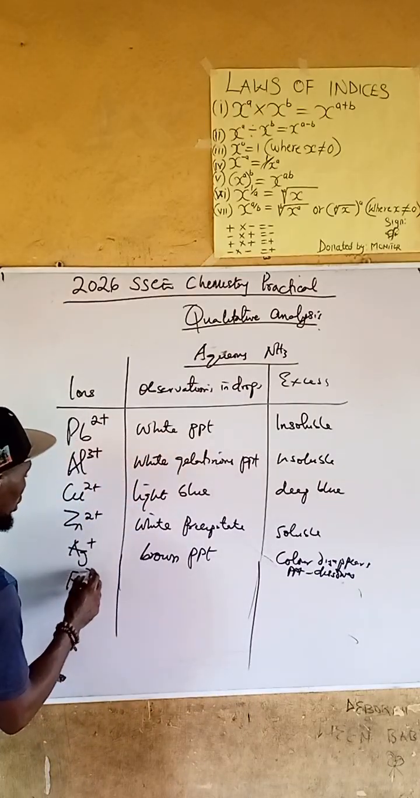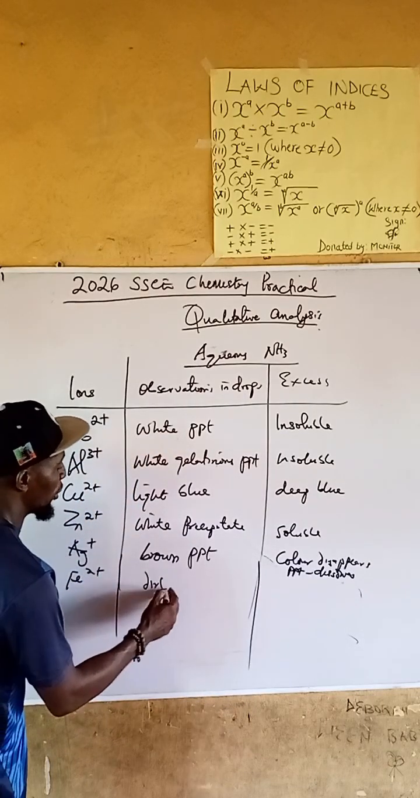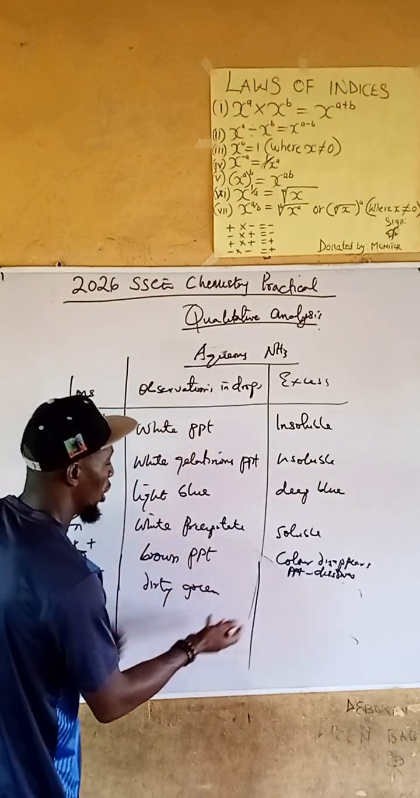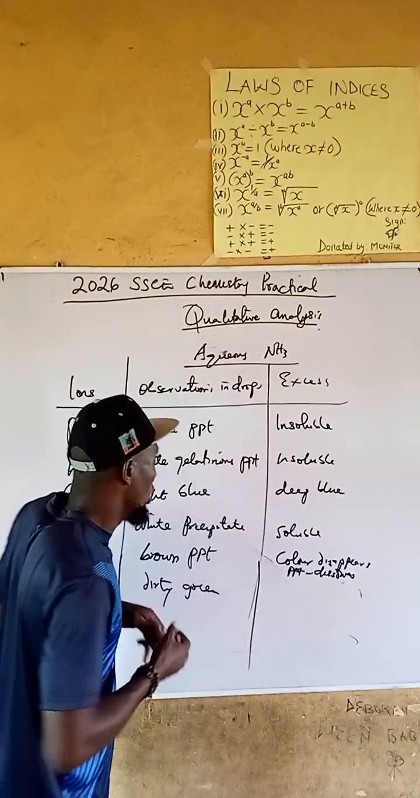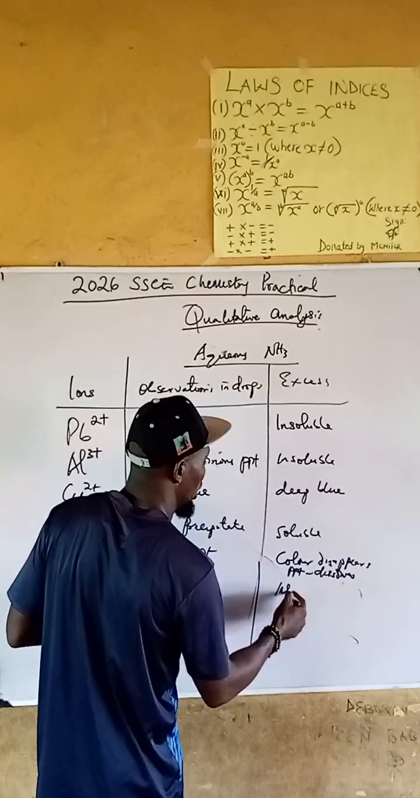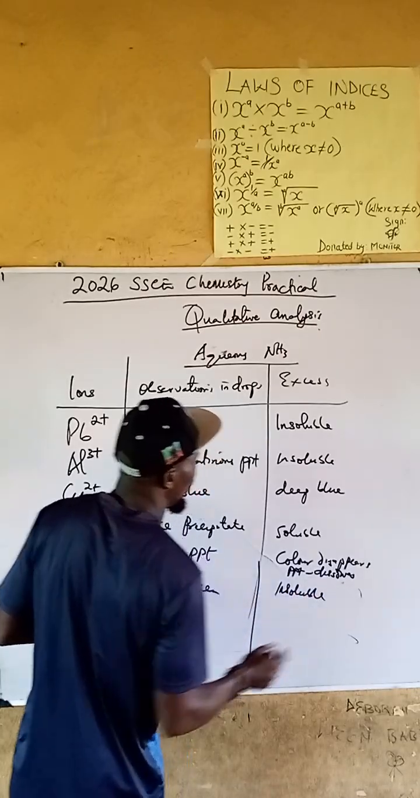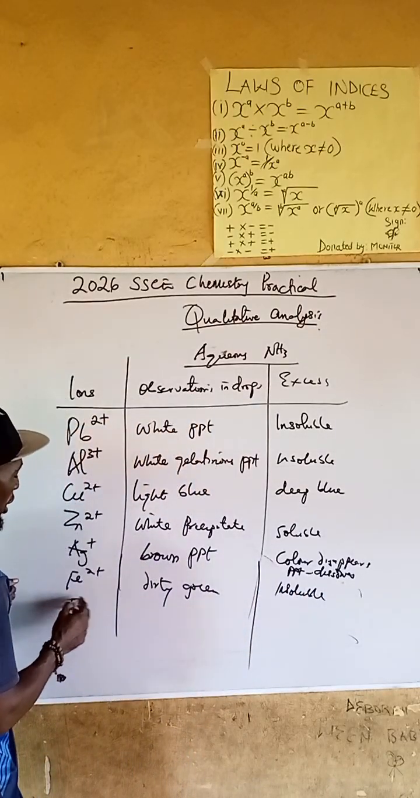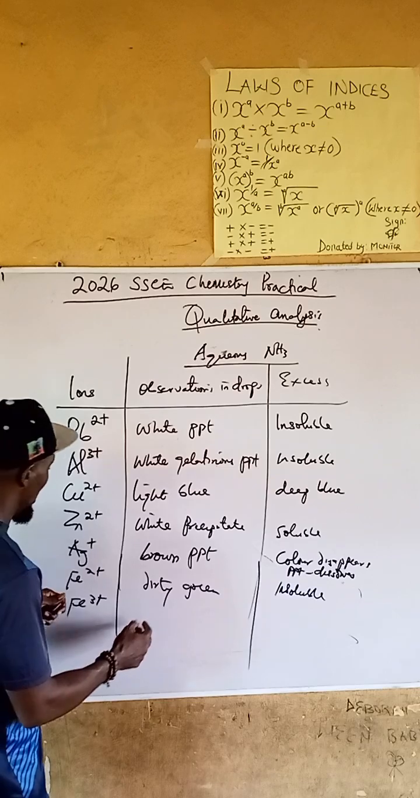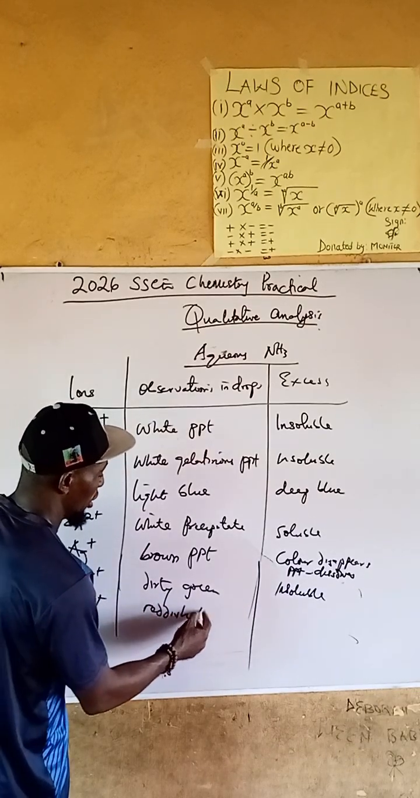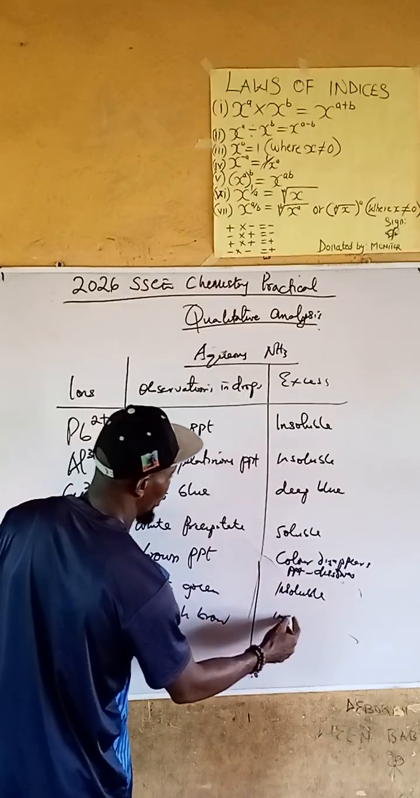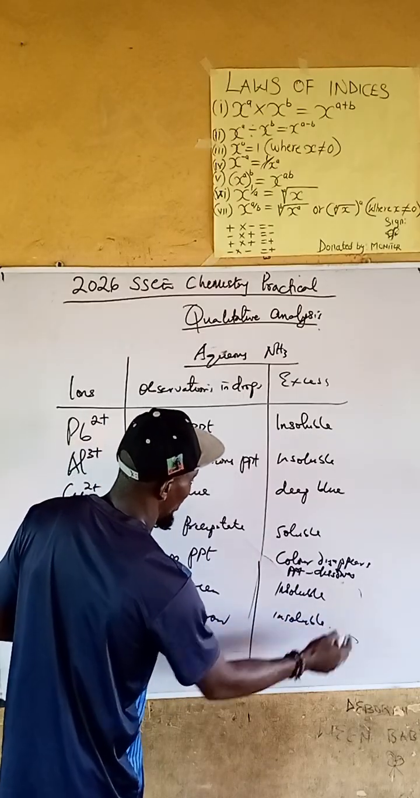So what ion again? Iron 2 plus, still dirty green, that undergoes oxidation and will change to brown if allowed to stand. So it is still insoluble in aqueous ammonia. Then iron 3 plus is reddish brown, which is also insoluble.